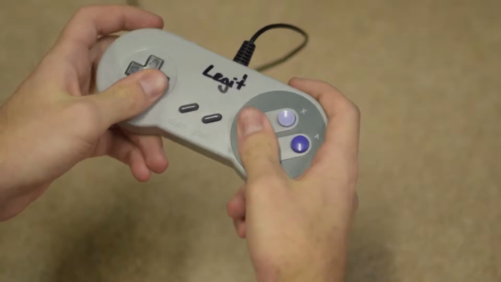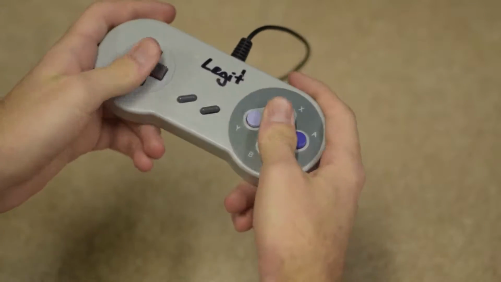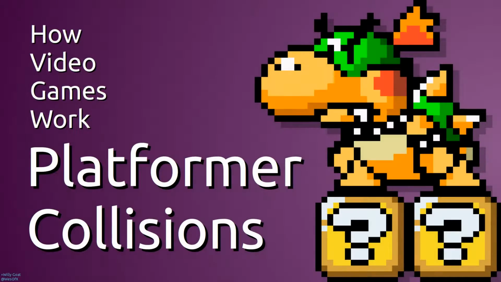If you're like most people, you've probably played a video game. But have you ever thought about how they work? In this video, I'll be covering how bounding boxes are used in two-dimensional platformer games.